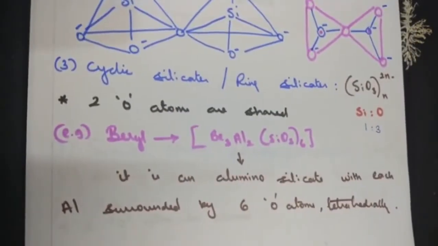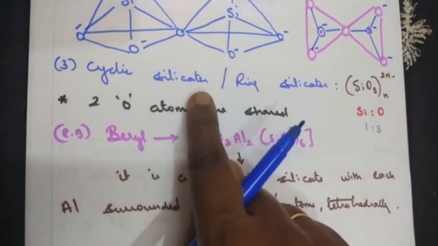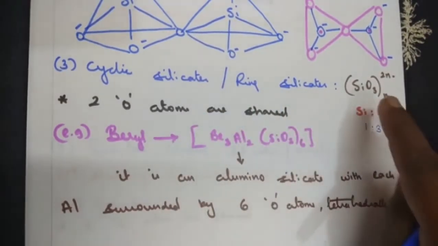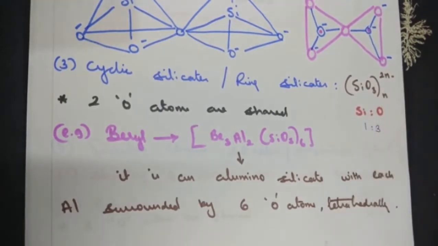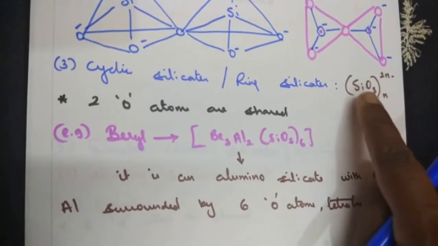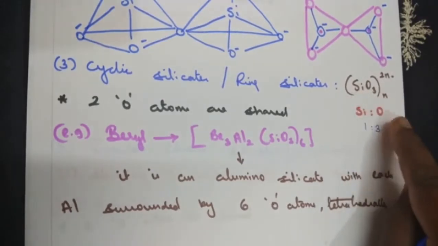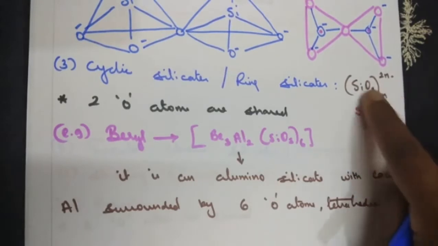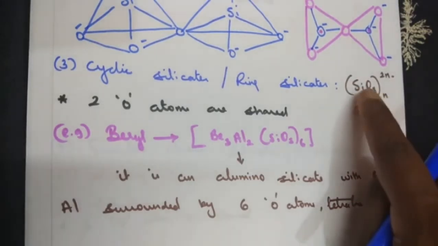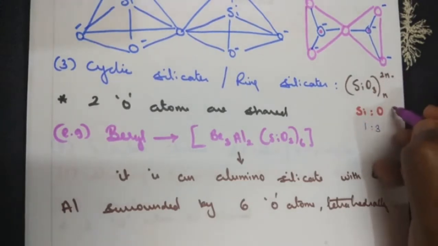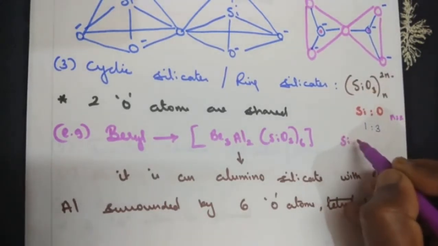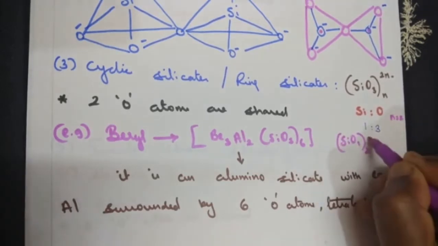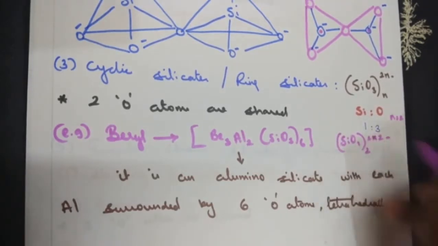Moving on to the third type of silicates, that is cyclic silicates or ring silicates. The formula given here is SiO3 n times and the charge is 2n minus. Now what's the ratio? One atom of silicon is bonded to 3 atoms of oxygen. All this, from one mark point of view, you need to understand. Now if we want to calculate the actual charge on them, take n equals 2 and substitute into this formula. So we will get SiO3 twice and 2n minus will be 2 into 2 minus.